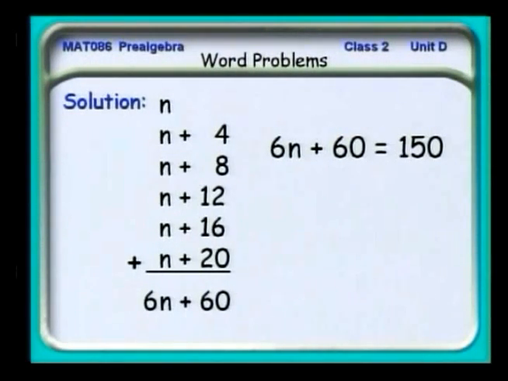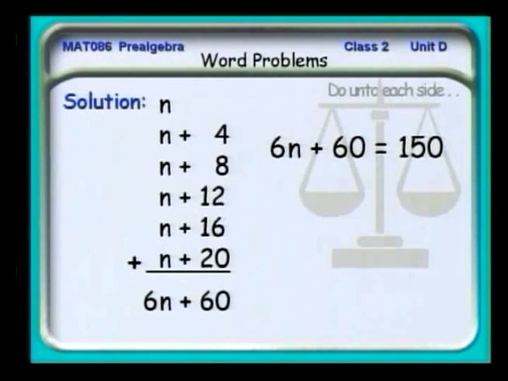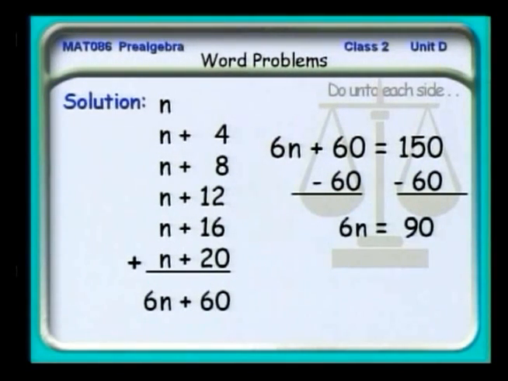We see that on the left we have a 60, so what we must do is subtract 60 from each side, leaving us with 6n equals 90. To get n by itself, we divide both sides by 6. When we do that, 90 divided by 6 is 15. So on the first day, Homer ate 15 pies.